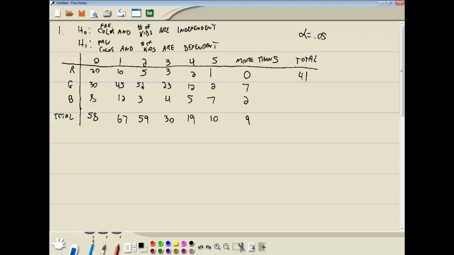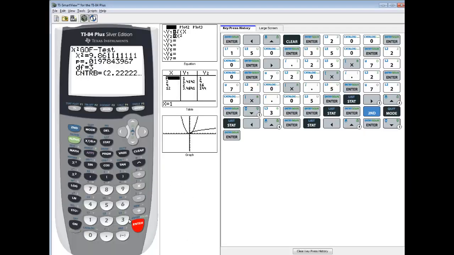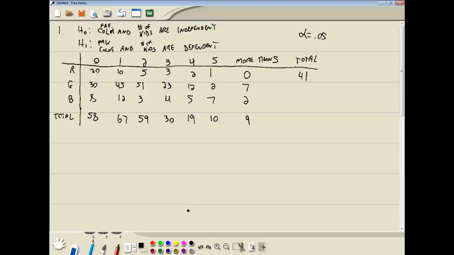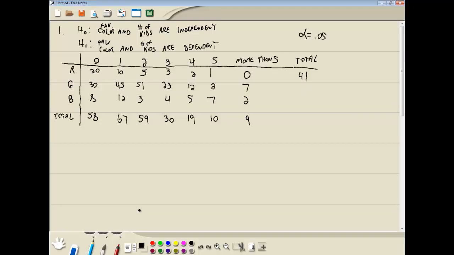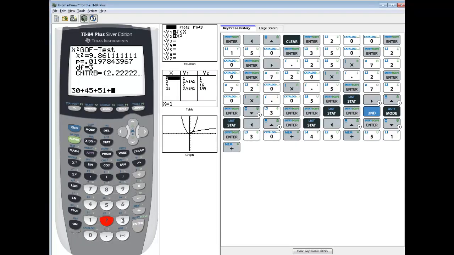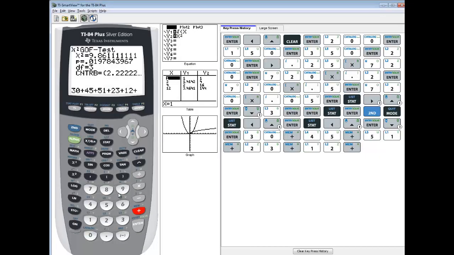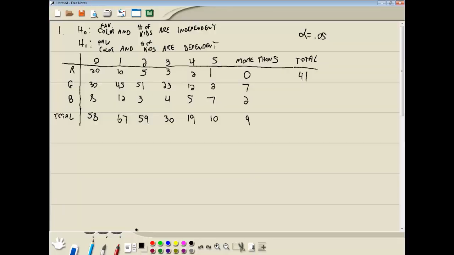Let's see, 75, 70. Okay, 30 plus 45 plus 51 plus 23 plus 12 plus 9, 170. Let's see, 23, 27, 32, 39, 41. 9, 14, 18, 21, 23, 33, 41.